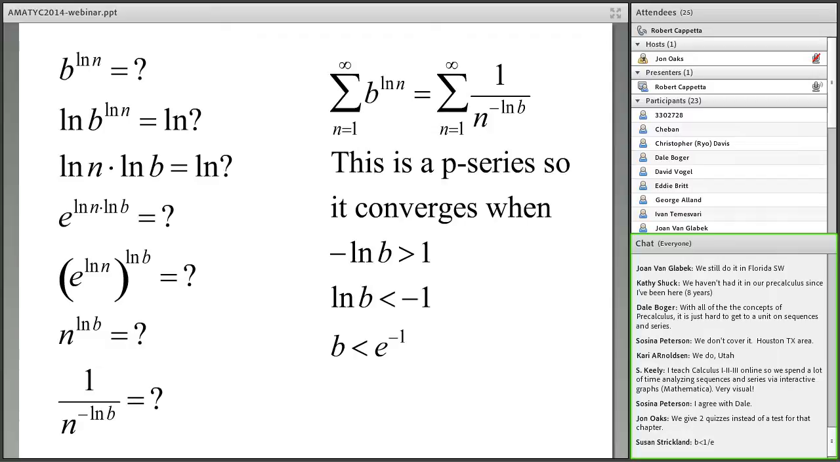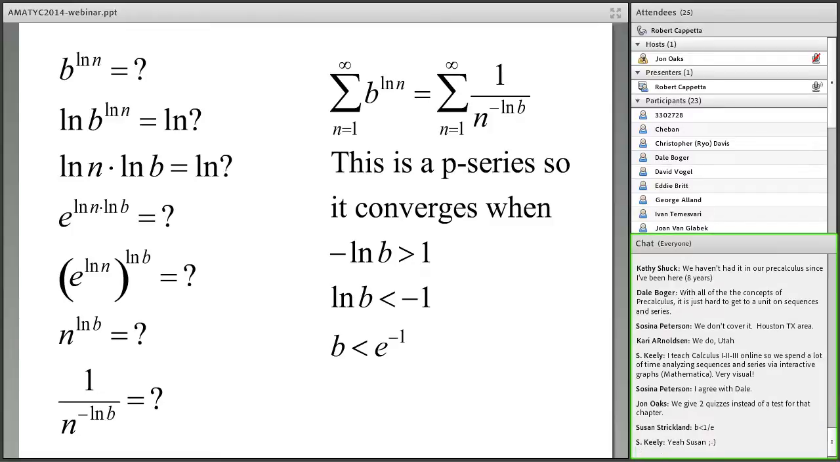And then you recognize this is a p series, and then you can do the work going the rest of the way to see that for that p series, that will converge as long as b is less than 1 over e. So we give Susan a gold star for getting that answer right. Fine job on seeing that b is less than 1 over e.